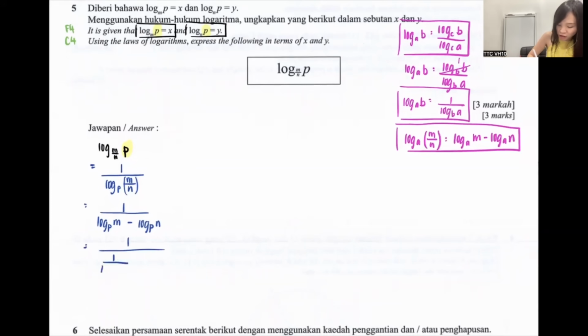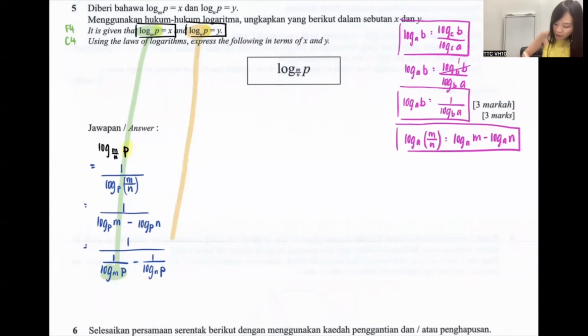If I flip, I just need to write 1 over, exactly the formula I just taught you, right? So M and P flipped, 1 over log MP, minus, this one also the same, becomes 1 over log PN flipped, log NP. Now I can substitute. Log MP, I will just sub X. Log NP, I will just sub Y. I write the working here: 1 over X minus 1 over Y.